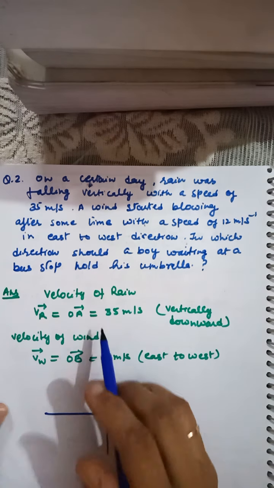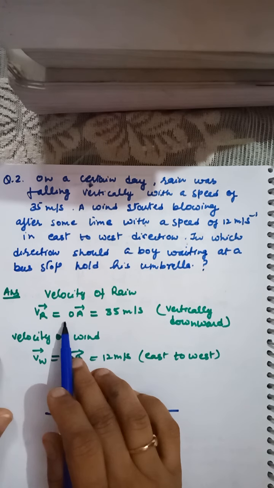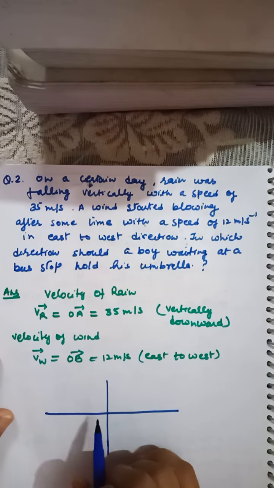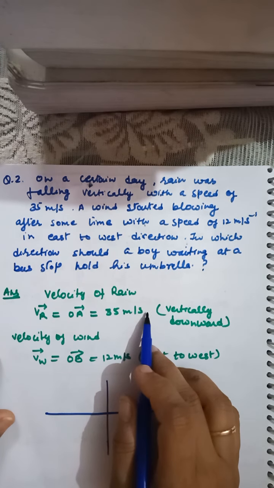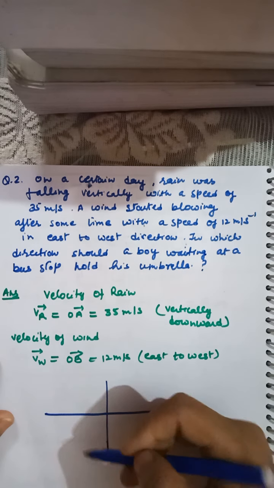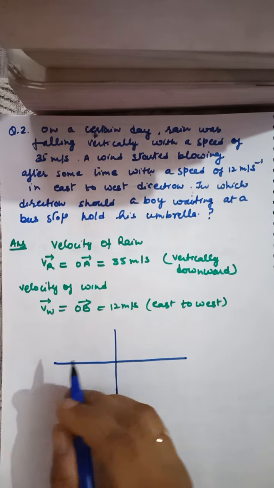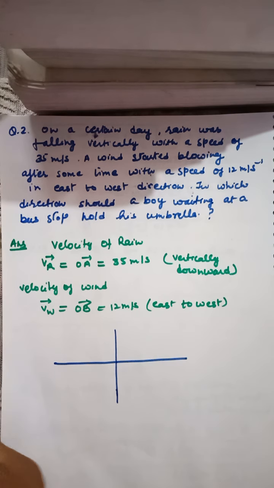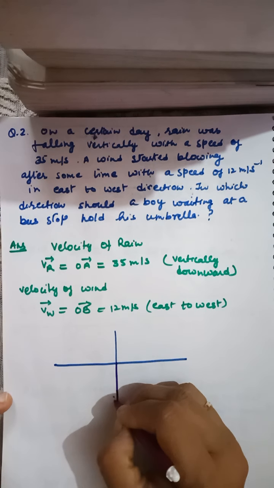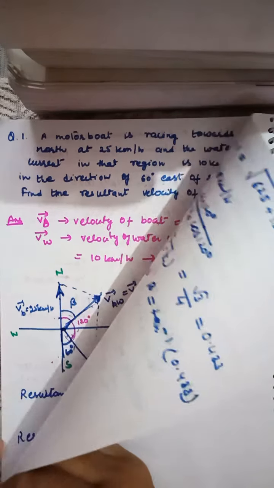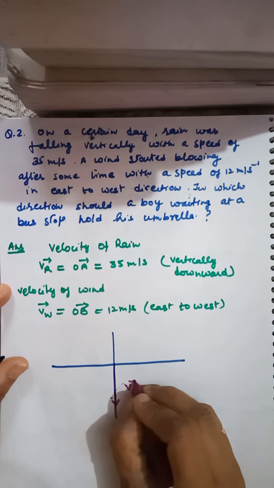Clear? So here only the two velocities you will consider: velocity of rain, that is VR we have taken, and that direction I am going to draw, that is OA, and this value is 35 meter per second. Rain is always falling vertically downward. Okay, so that is why I am drawing the direction of velocity of rain. This is the direction of velocity of rain.